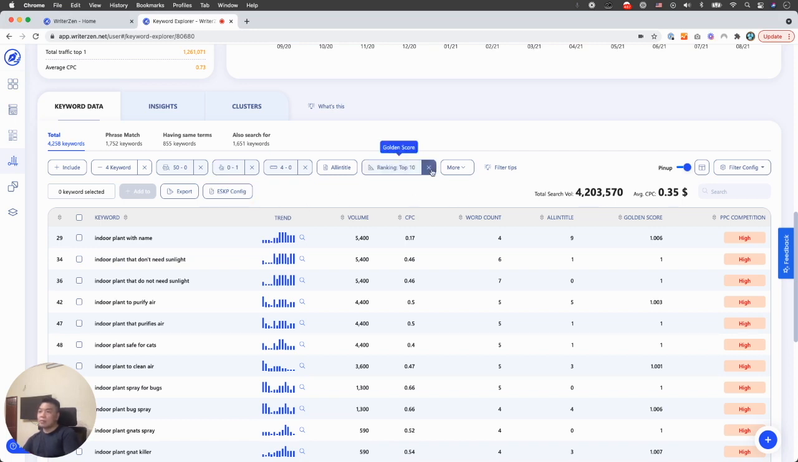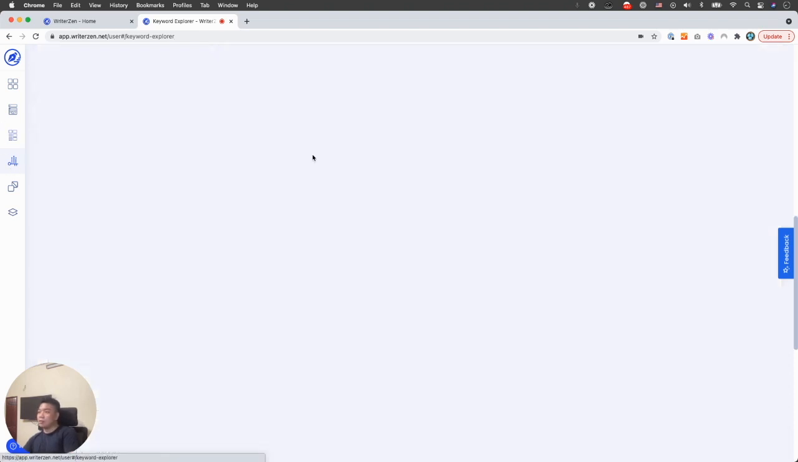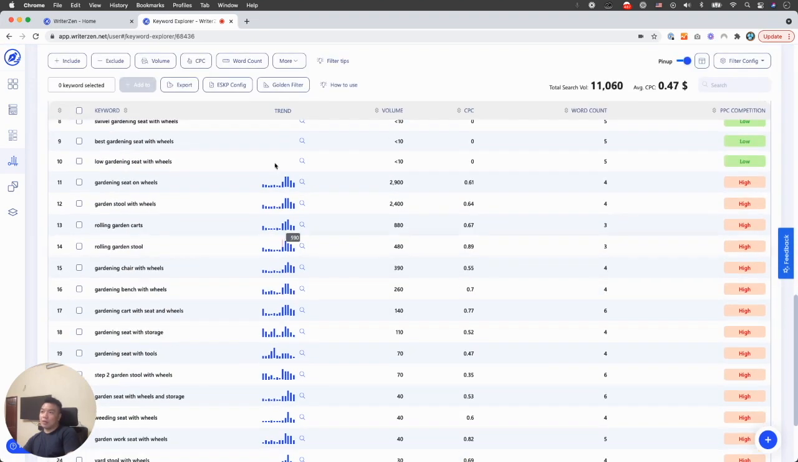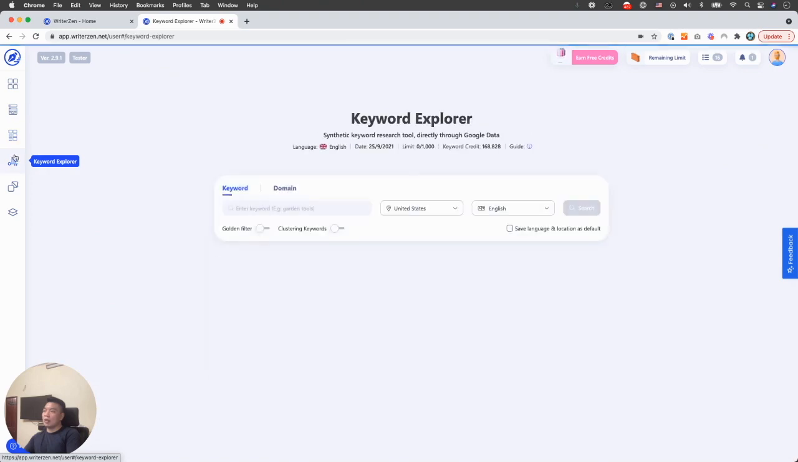All right, let's go into here. All right, so over here in golden filter, you have to click this button called golden filter. It works exactly the same as the button allintitle earlier in the previous version. Just click on it. It will ask how many keyword credits you have available. Click confirm for you to proceed. You click on it, and it will appear something like this.